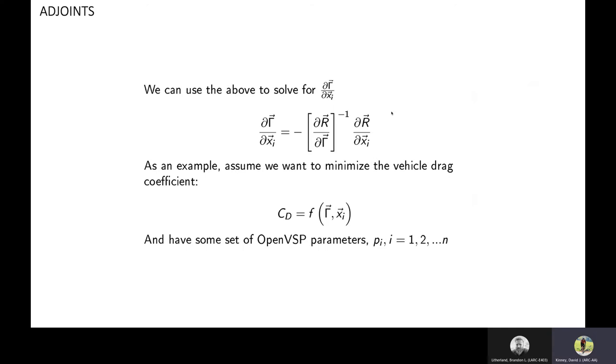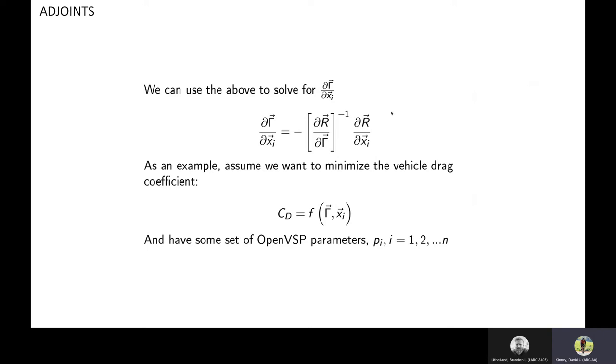So we can solve for that right hand term, d gamma dx, by basically inverting the Jacobian matrix, dr d gamma. And so now we have an expression for d gamma dx. Then, getting into the adjoints, assume we want to minimize vehicle drag. The drag coefficient CD is going to be a function of the solution and the mesh, right? So you could tweak the mesh, you'll get a new solution, but that will adjust the drag.